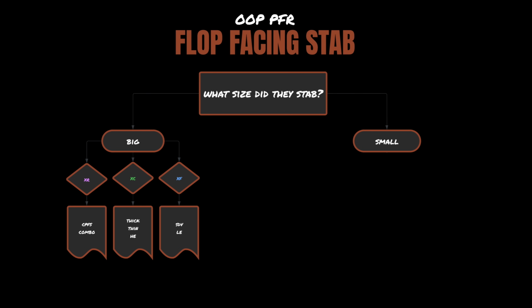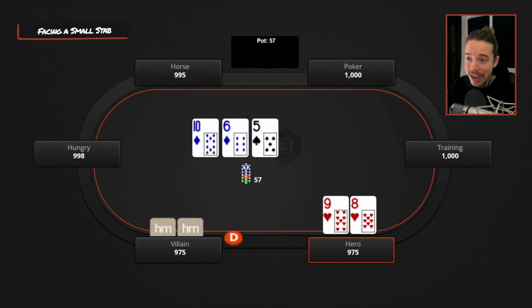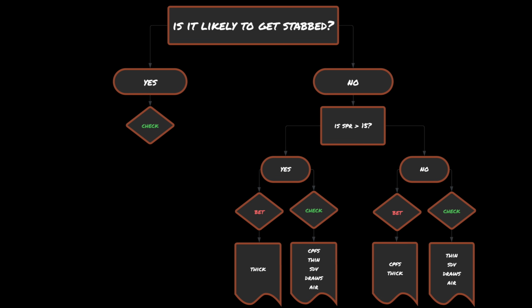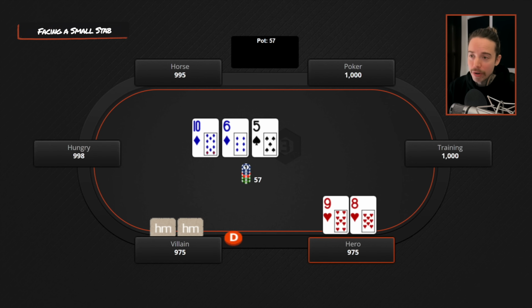All right, so we talked about what to do when our opponent stabs big. Now, what if our opponent stabs small? Let me give you a few examples. We open 8-9 of hearts in the cutoff, button calls, flop comes 10-6-5. We go back to our flowchart. Is it likely to get stabbed? Well, the board is wet and dynamic. This player is not particularly passive in my made up example. So yes, the board's likely to get stabbed. We are just going to check here.